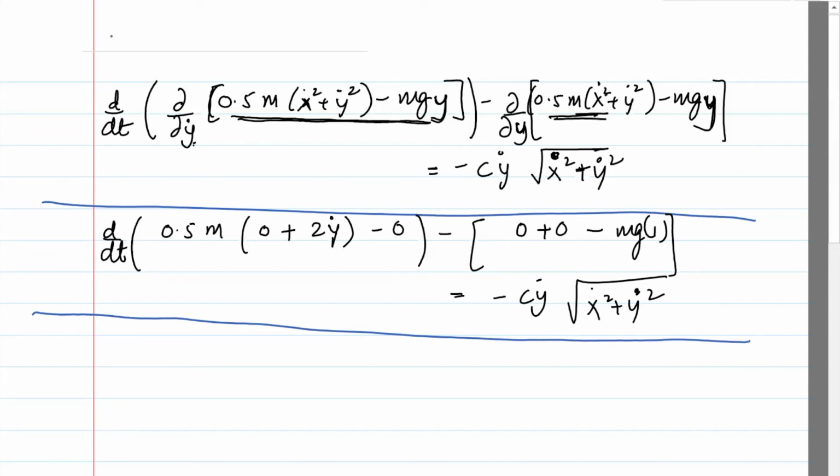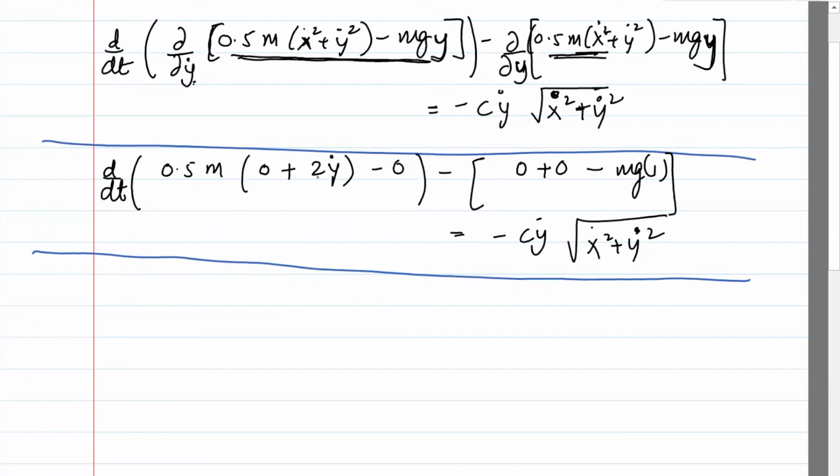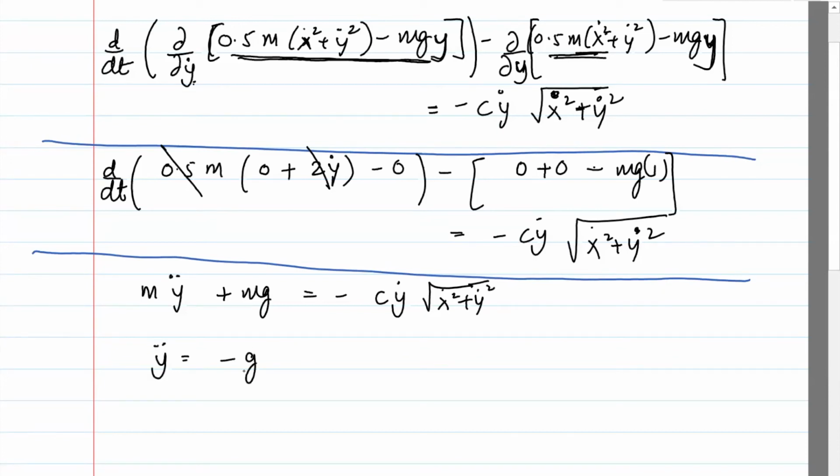Okay, and so finally we need to take the derivative of the first term with respect to time, and so I of course cancel the 2 and a half, so I'll have m times y double dot, and then you have minus and minus, so it's plus mg equals minus c y dot times x dot squared plus y dot squared. And so I can write y double dot equals minus g minus c divided by m times y dot times x dot squared plus y dot squared. So that's my second equation.